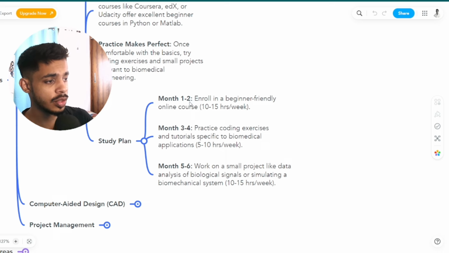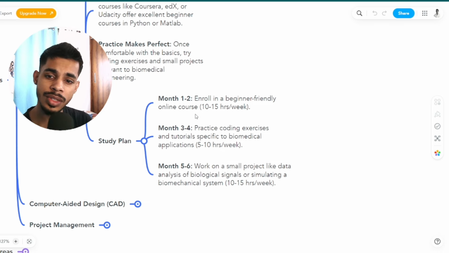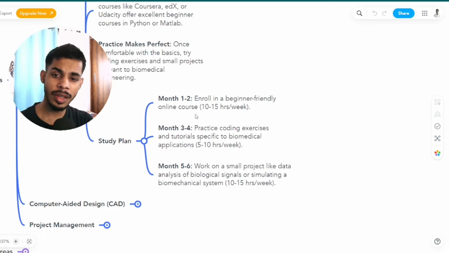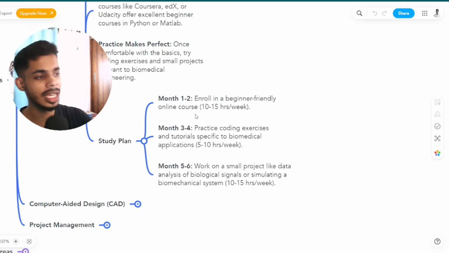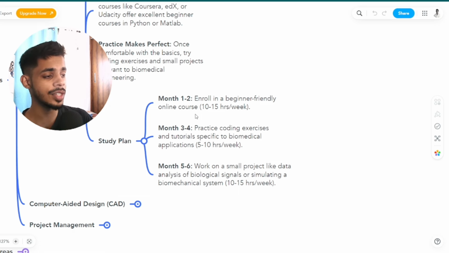6 months, first 2 months you have to enroll on a beginner friendly course. This is the first certification course that you are going to take, because all the roadmaps that I have posted in the past, roadmap 1 and roadmap 2 for first year and second year, basically consist of free YouTube resources where you can watch the videos. And now we are going to enroll ourselves into a detailed certification course which will be very useful for us.